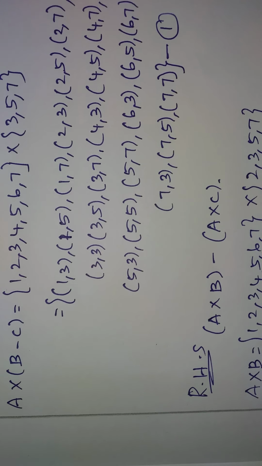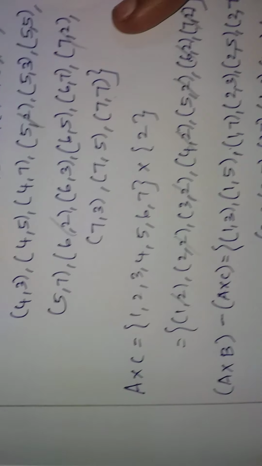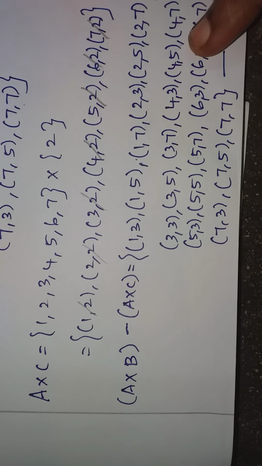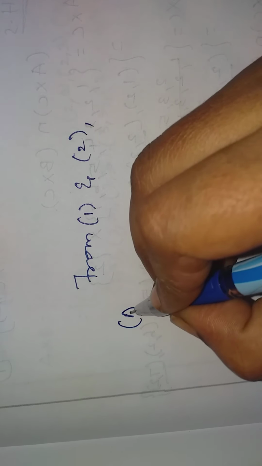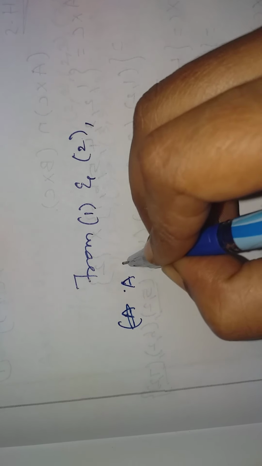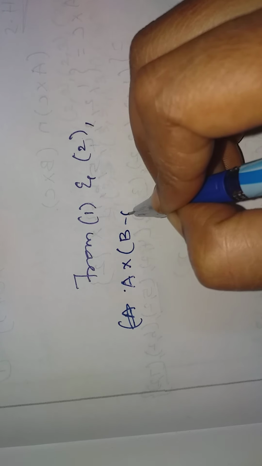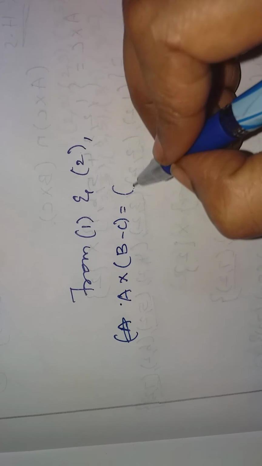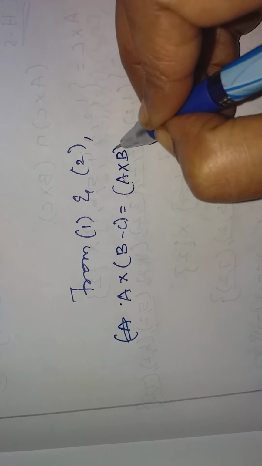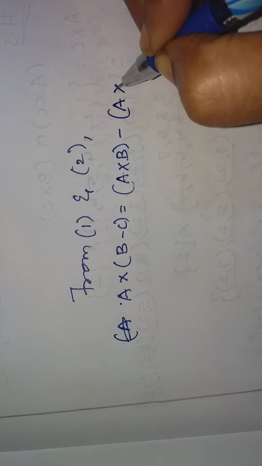Now by comparing our 1 and 2, we can write A cross B difference C is equal to A cross B difference A cross C.